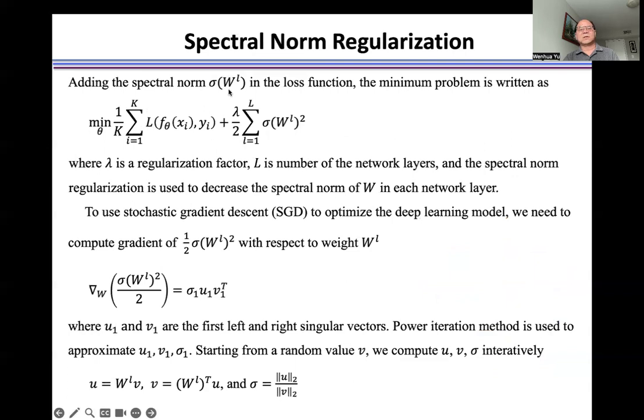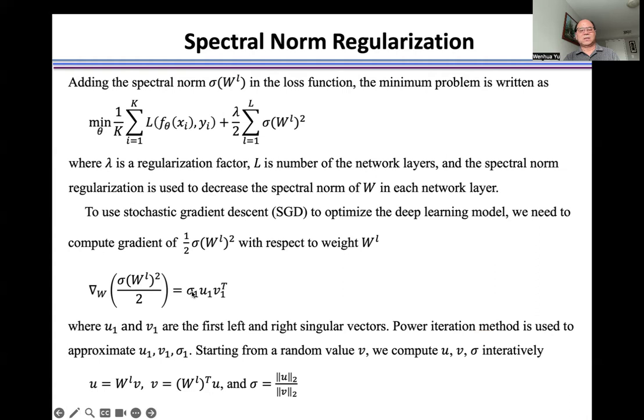Adding the spectral norm sigma in the loss function, the minimization problem is written as here. This is the regular loss, and this is the spectral norm regularization, where lambda is the regularization factor, and L is the number of the network layers. The spectral norm regularization is used to decrease the spectral norm of W in each network layer. To use stochastic gradient descent to optimize the deep learning model, we need to compute the gradient of this term with respect to weight W_l here.